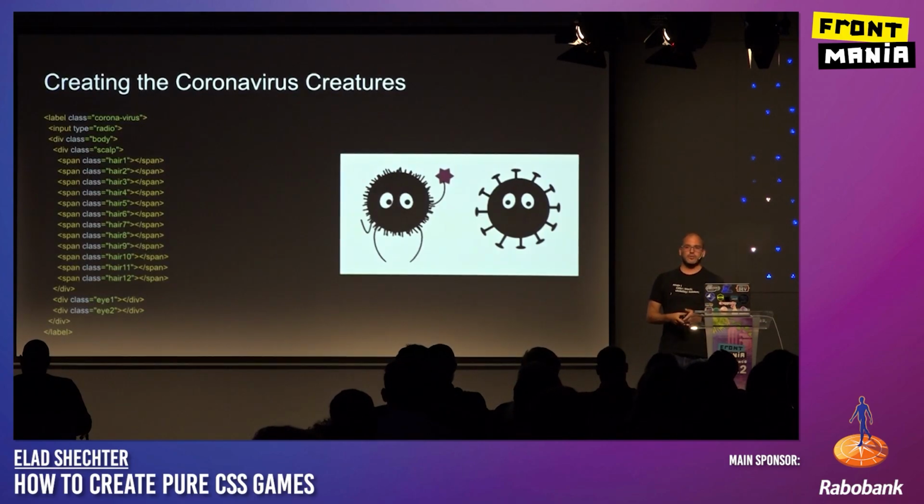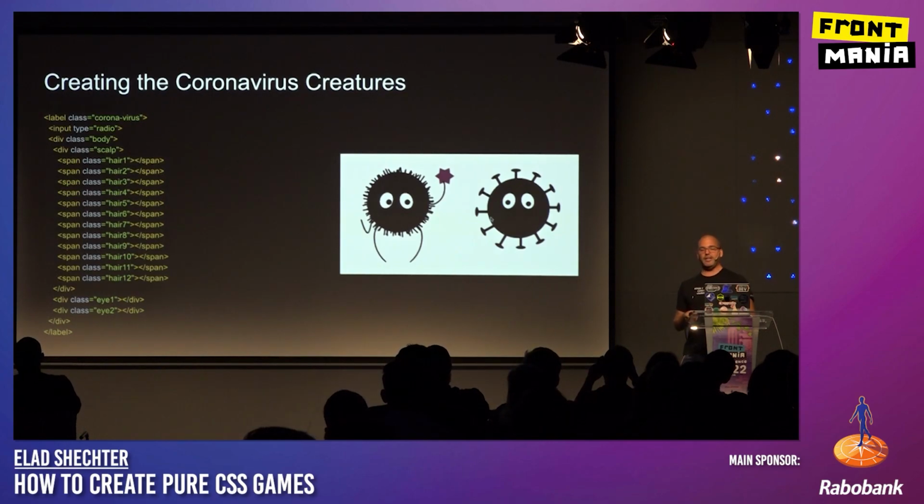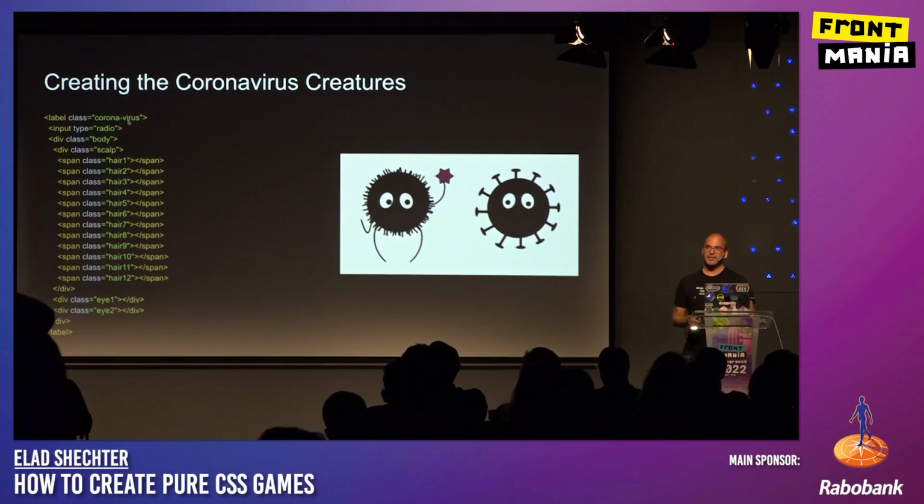The first thing that I wanted to create is a coronavirus creature. And it's nice to see that this was my inspiration. In the end, the coronavirus creature looked different, and I love it. This is my creature. And then I started to create the HTML part of every one of those coronavirus creatures. I'm using here a label HTML element with a class of coronavirus, and inside I'm putting an input type radio.